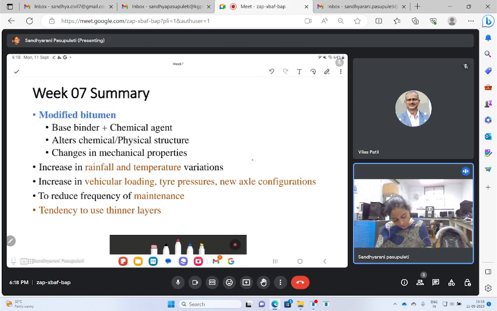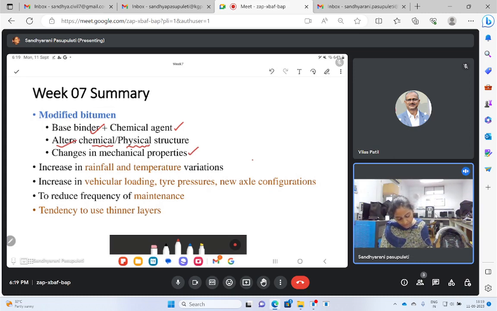So, in doing so, the base bitumen, which is already the existing bitumen, will be added with some other chemical agents. Thereby, the base bitumen's either chemical or physical structure will be altered. So, when its structure is altered, it improves its mechanical properties like strength properties. So, where do we usually use these modified bitumens?